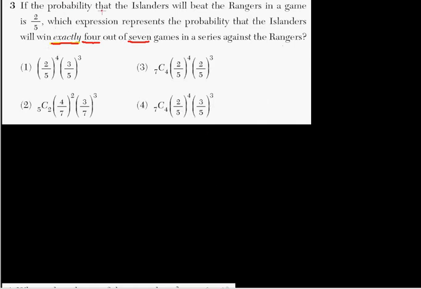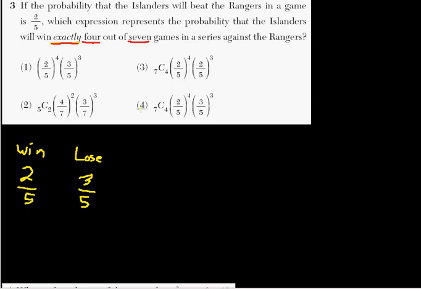All right, so let's break this apart here. We have the probability that they win, right? The probability that the Islanders will beat the Rangers, so win, is 2 over 5. That means that the probability that they lose has to be 3 over 5. Okay, and this should make sense because either you win the game or you lose the game.